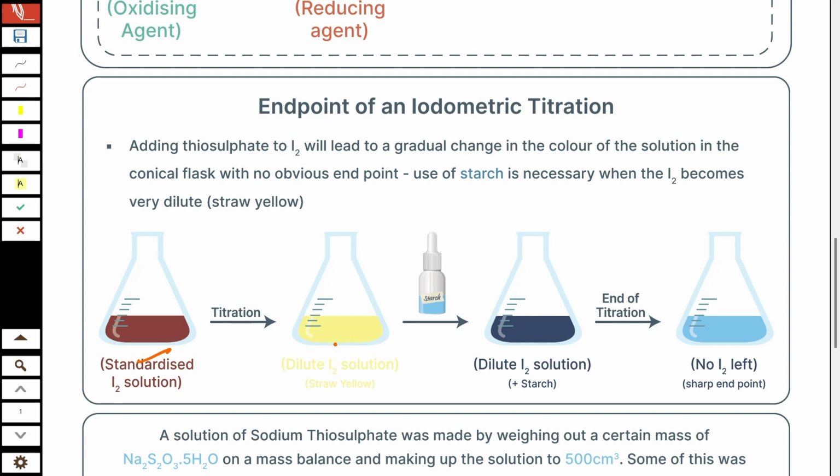And it becomes a yellow, and this yellow becomes paler and paler. Often we refer to it as a straw yellow, okay? And it happens so gradually that the endpoint is not obvious. So you don't know when to stop the titration. So you don't have an accurate titer, okay?